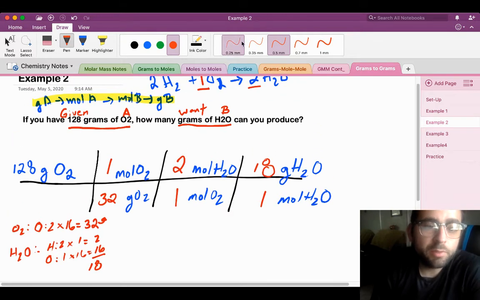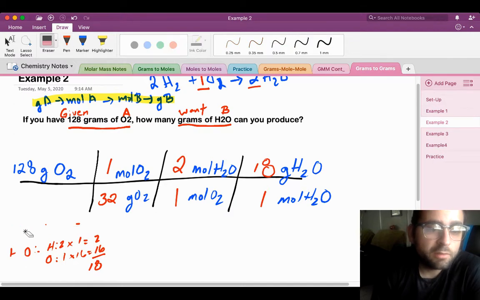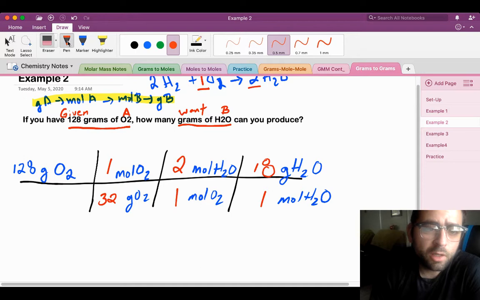I'm going to use this space right there at the bottom, so I'm going to delete it. But just make sure that you have it in case you need it. You can do it in your head, that's fine. Just double check your work. If you get the molar masses wrong, obviously your answer is going to be wrong.